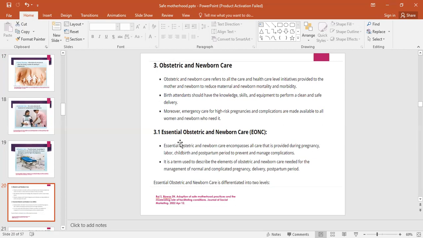Essential obstetric and newborn care. Essential obstetric and newborn care encompasses all care that is provided during pregnancy, labor, childbirth, and the postpartum period to prevent and manage complications.